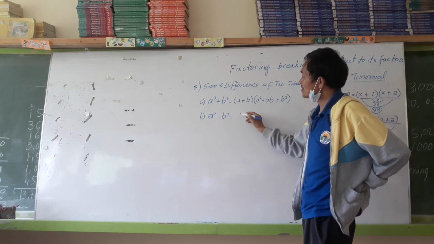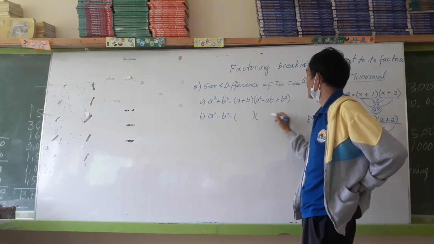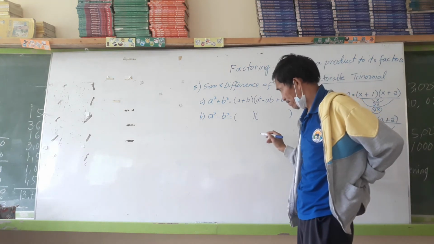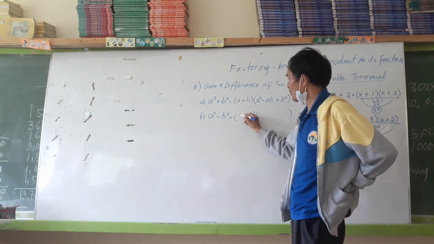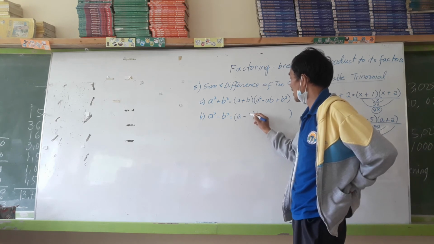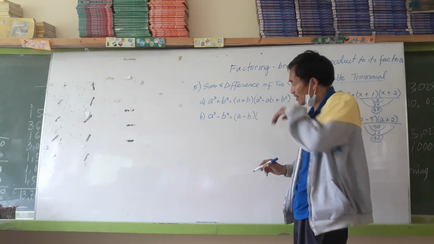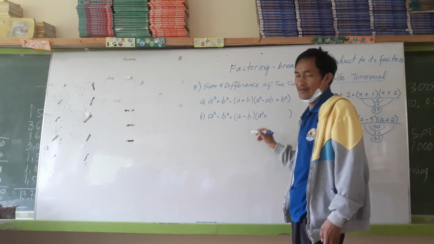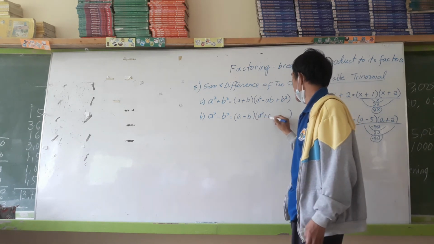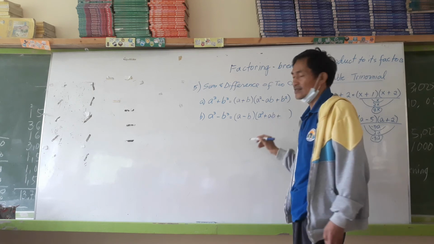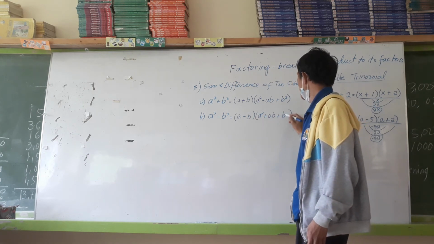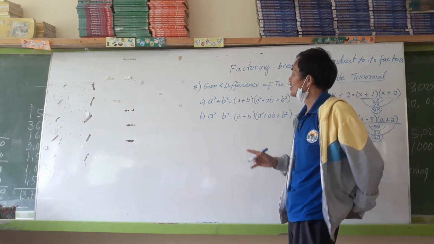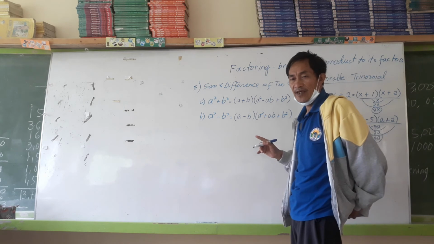Okay. For the difference, of course you have the binomial and trinomial factor still. Get the cube root of the first term, a. Follow the sign. Cube root of the second term. Square the first term, that is a squared, plus. You multiply ab, plus. Square the last term, that is b squared. That's how we're going to factor sum and difference of two cubes.